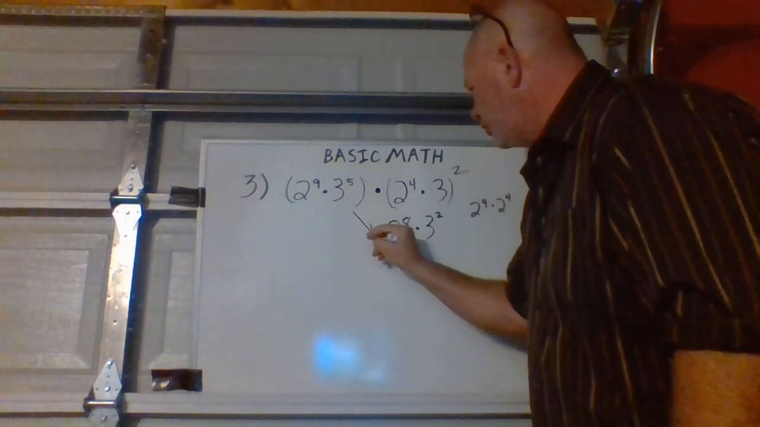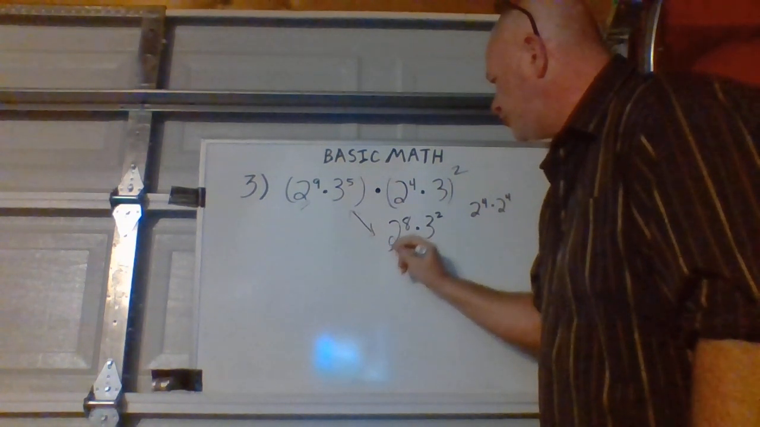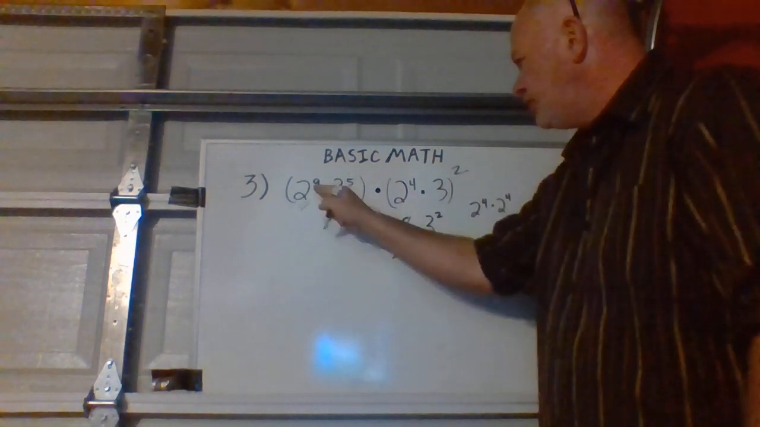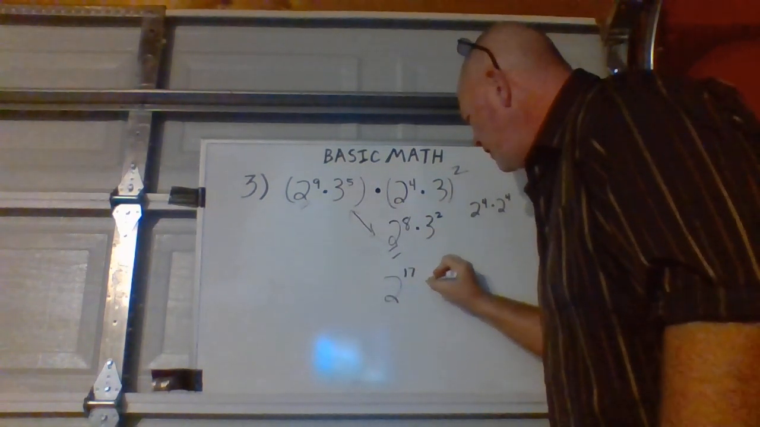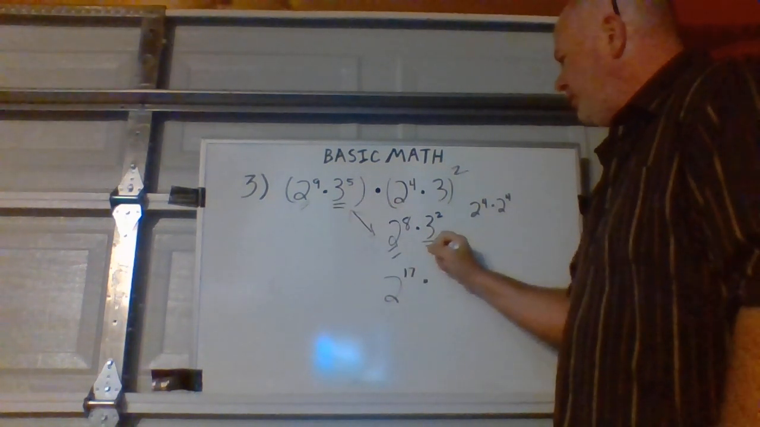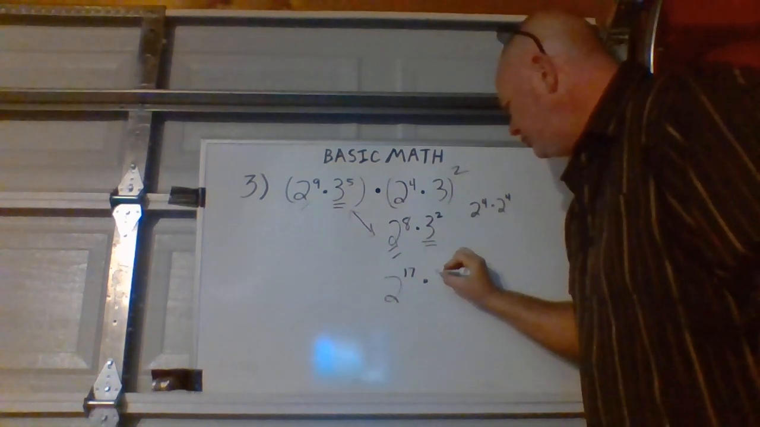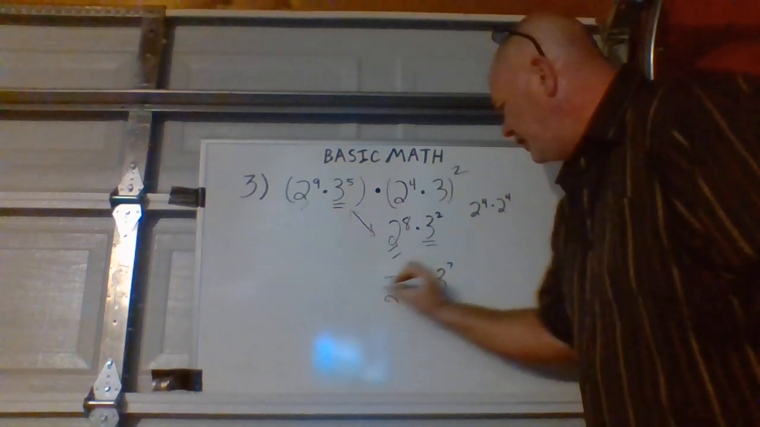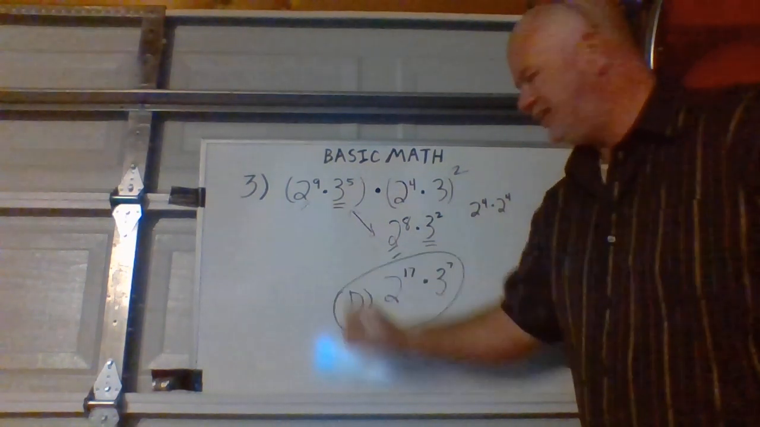Now we can work with these. We've got the same base as you can see. We've got a 2 and a 2, and we are multiplying. We know 9 plus 8 equals 17. Now let's take a look at the 3. We've got a 3, we've got a 3, we are multiplying. 5 plus 2 gives us 7, so 3 to the 7th. And that is our final answer, and that is choice D.